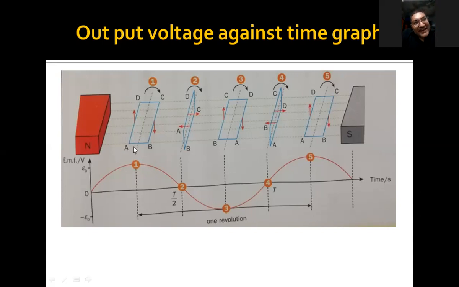So AD is basically a conductor, and it is placed inside this magnetic field. So when it moves upward, it cuts the magnetic lines. When it cuts the magnetic lines, EMF is induced in it. This BC side is also a conductor, and it is placed inside the magnetic field. The magnetic lines are there. When it moves downward, it cuts the magnetic lines. When it cuts the magnetic lines, EMF is induced here.